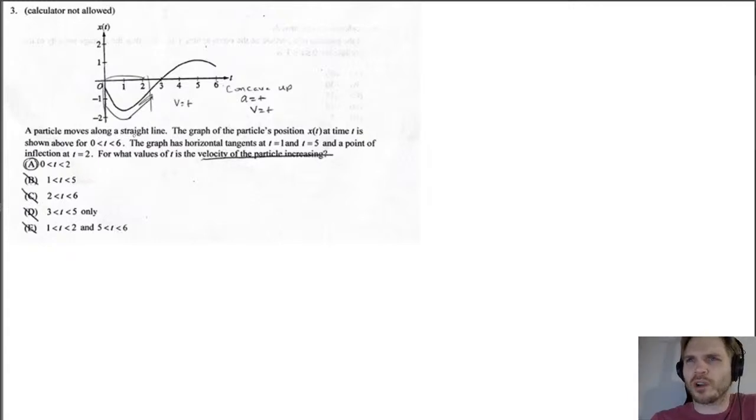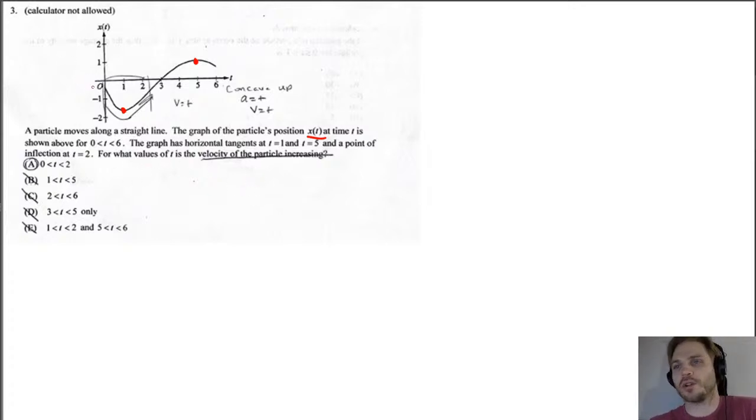Okay, a particle moves along a straight line. The graph of the particle's position x of t at time t is shown above. So it moves along a straight line, and then its position function is this graph at time t. Okay, and then t is between 0 and 6. The graph has horizontal tangents at t equals 1 and t equals 5. Yeah, cool. So for what values of t is the velocity of the particle increasing?